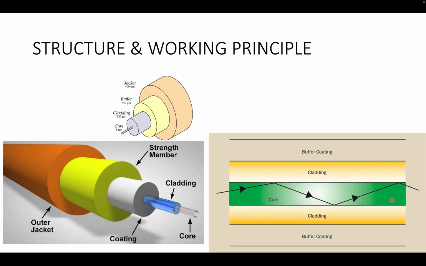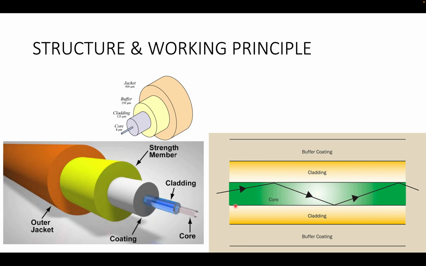Now there was one more term. Light gathering ability means how much light can be guided through this optical fiber depending on its core diameter. Okay, so core diameter will be deciding it, even the material. And the other thing is acceptance angle.